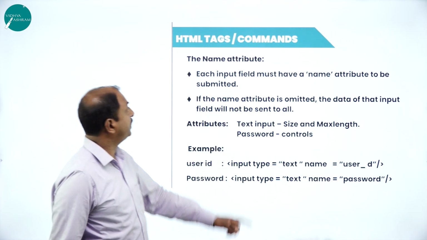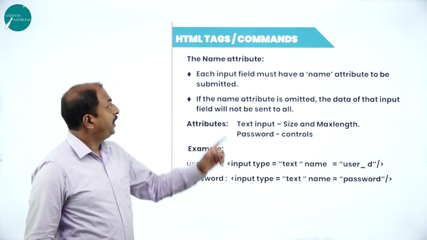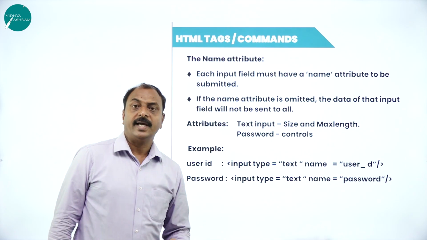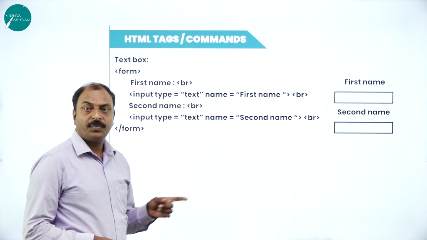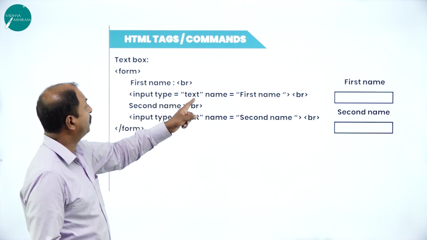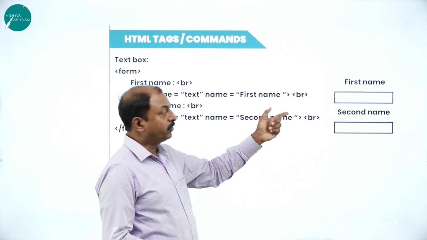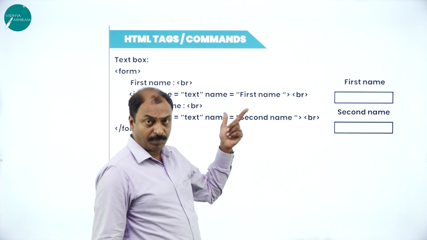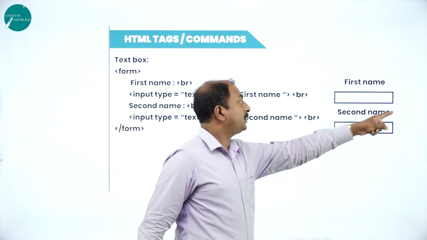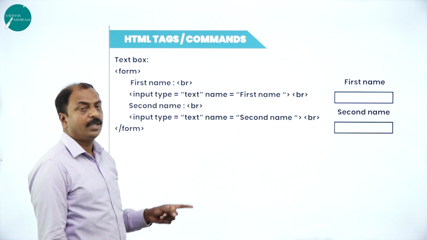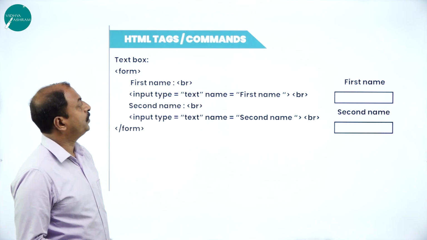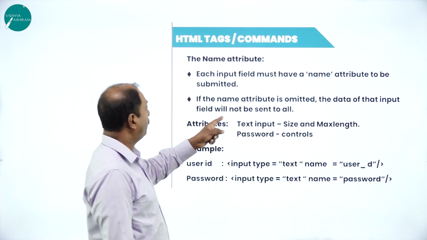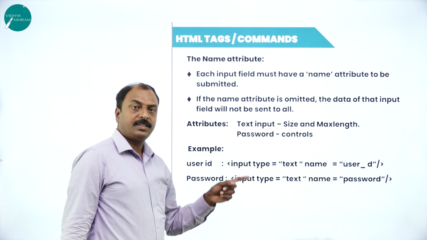Next attribute is the name attribute. Each input field must have a name attribute to be submitted. As we have seen with the input attribute, if you look at this example, we say input type equals text, name equals first name. This is what we are talking about, the name attribute. Name equals first name means the value we are giving to this text box is as a first name. That is the name attribute. If the name attribute is omitted, the data of that input field will not be sent at all. This is one of the options.